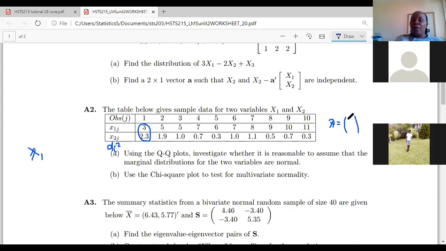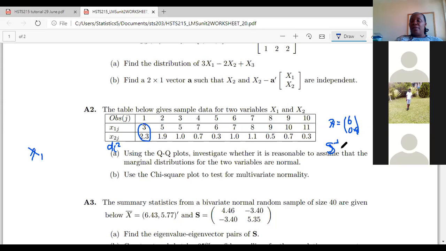So let's assume, for progress's sake, that x bar is 6.1 and 0.9. Let's assume S inverse, we want S inverse. Right, looking at our formula, we need S inverse.